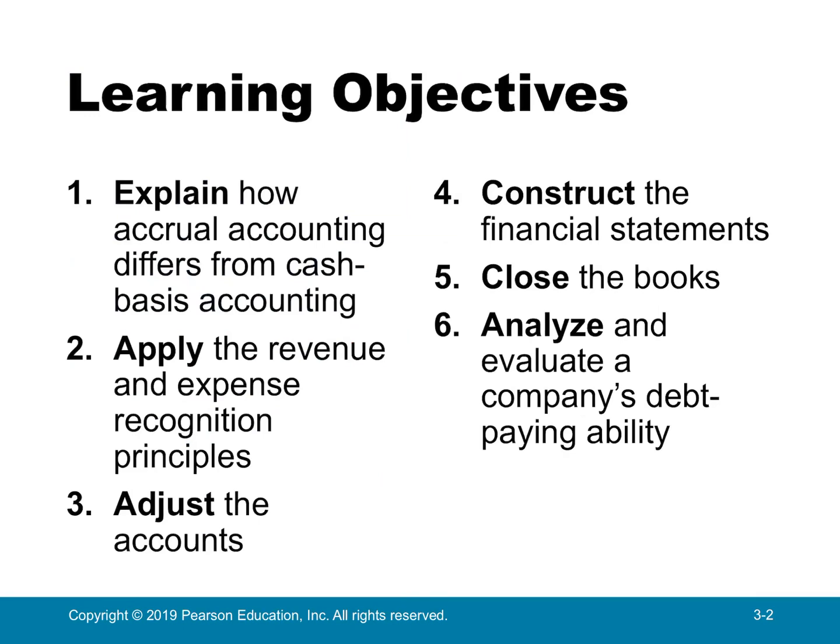So in this chapter, there's really 6 things that we want to cover. One is we want to understand and explain how accrual accounting is different from cash basis accounting. So what is the difference between the two? Apply the revenue and expense recognition principles. So what are the rules under which we actually recognize revenue or an expense? We're going to do a process called adjusting the accounts. Then we'll actually construct the financial statements. Finally, we'll close the books. And then at the very end, we'll do a little bit of analysis. In this case, we'll be evaluating a company's debt paying ability.